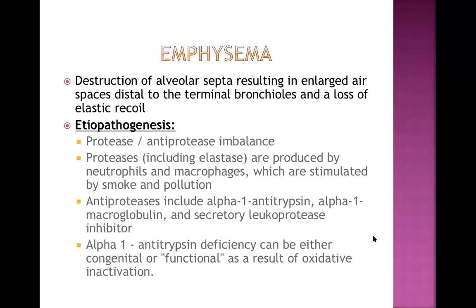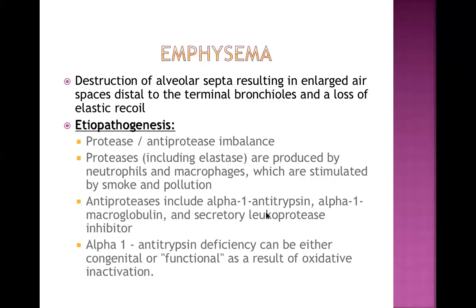Now let's talk about emphysema here. These alveolar septa have a lot of protein. These proteolytic enzymes damage the alveolar septa, leading to emphysema. Now you already got the meaning. So in this case, proteases or proteolytic enzymes are more than antiprotease. Now what is the source of this protease? One of the proteases is elastase, and it is produced by neutrophils and macrophages. And these neutrophils and macrophages reach there because of inflammation.